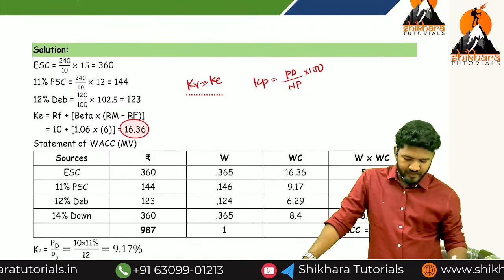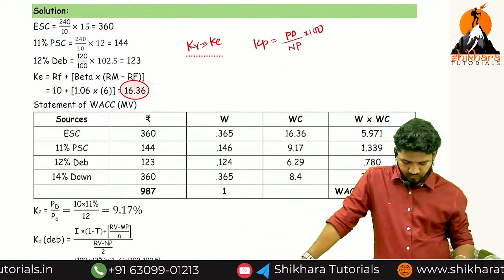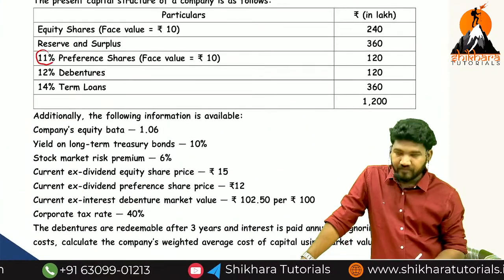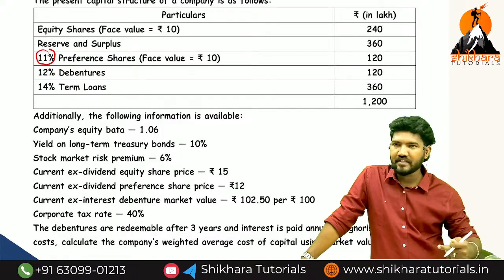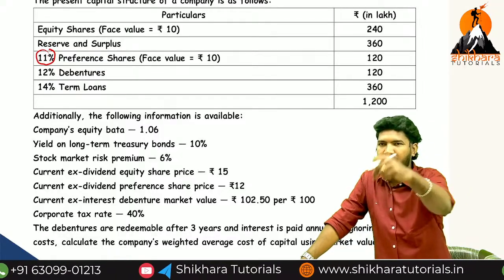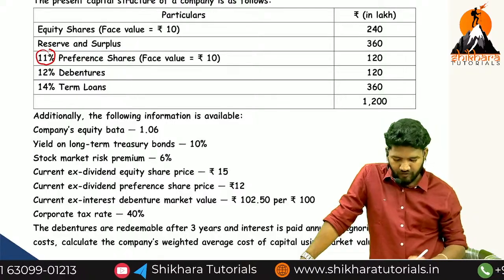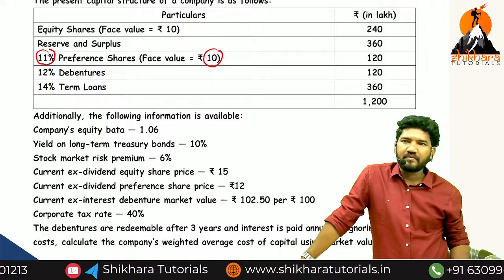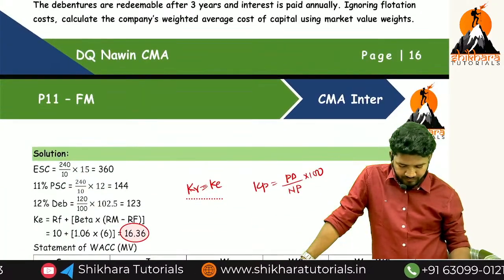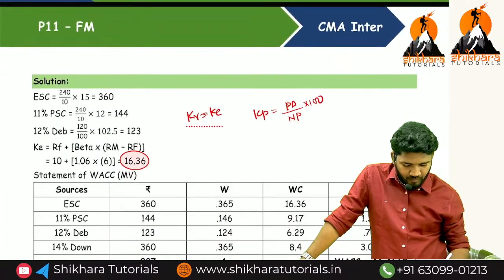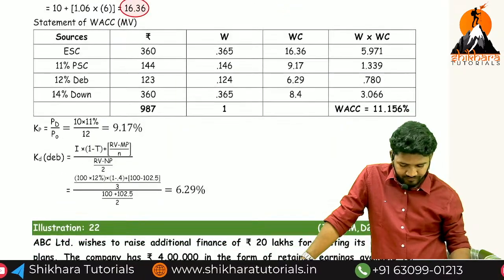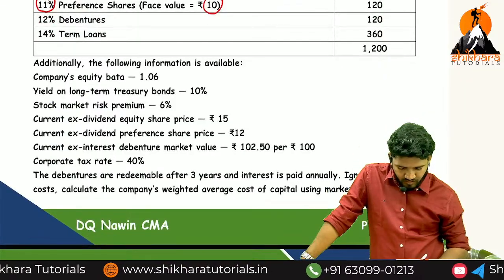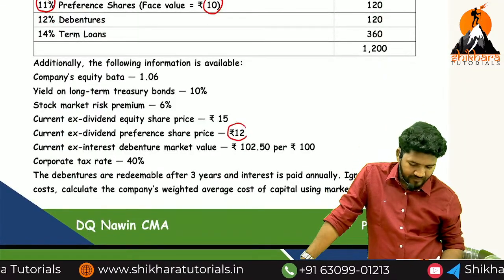Now what about the preference dividend? How much percentage? Here it is. Sometimes this will be there in the question, in additional information. Sometimes it will be there in the capital structure. 11% on face value, how much? 10 rupees, how much? 1.1. Okay, when it comes to 1.1, what about the net proceeds? They're selling at what market price?